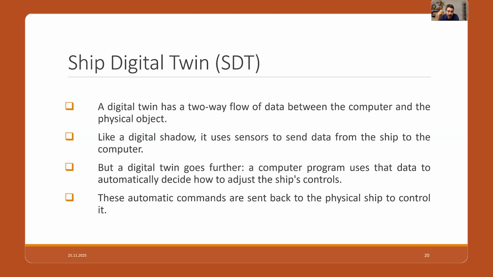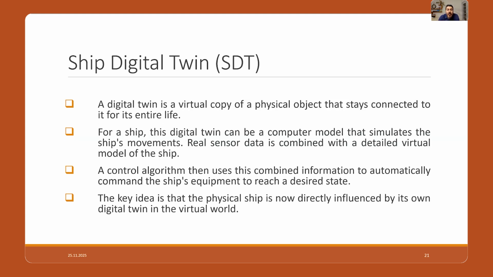In a digital twin, if we're talking about ship navigation autonomy, and we have to have a bidirectional data exchange, then there has to be a control algorithm. A digital twin is a virtual copy that mirrors a physical system and stays linked to it for its life. For ship navigation, this is a computer model that simulates the ship's motion. If there's a bidirectional data exchange, then there has to be a controller inside that computer, so it could provide feedback from the virtual world to the physical world.